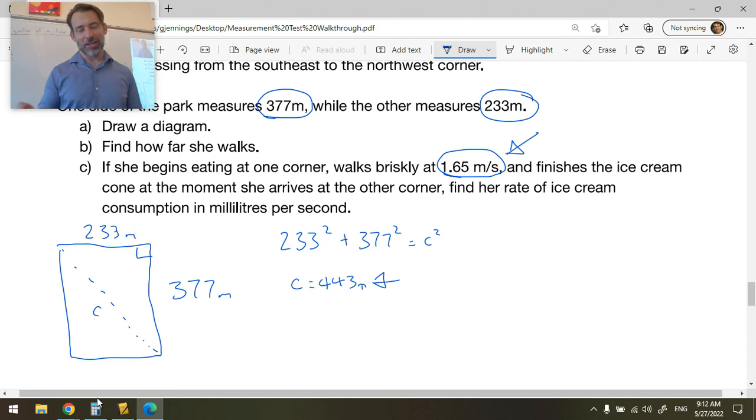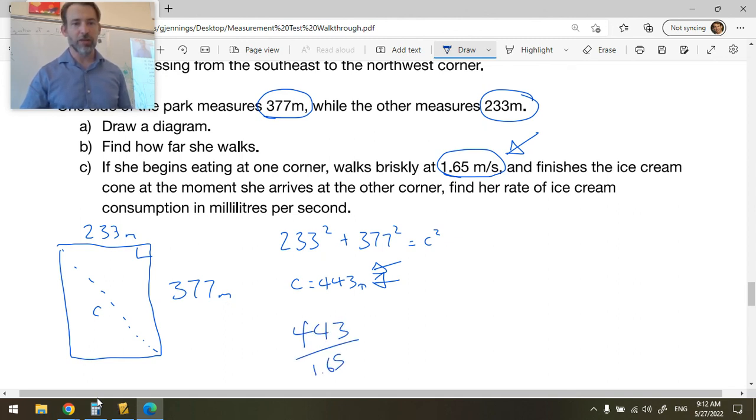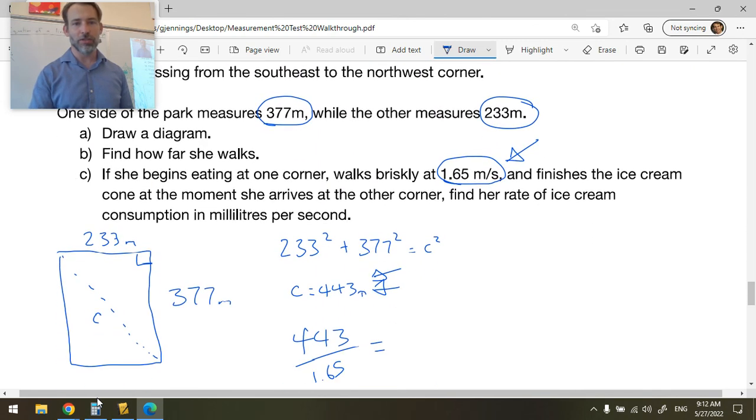Okay. The other way to do it is to say, okay, she walks faster than 1 meter a second, but slower than 2 meters a second. I'm expecting this number here to be a little bit less than cut in half, so I must use division. So then I take 443 and divide it by her speed, 1.65, and that will give me how many seconds it takes her, which is 268 or thereabouts, 268 seconds.